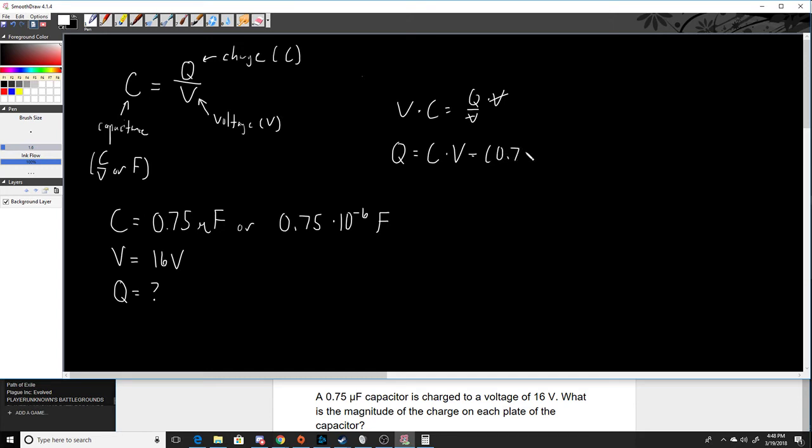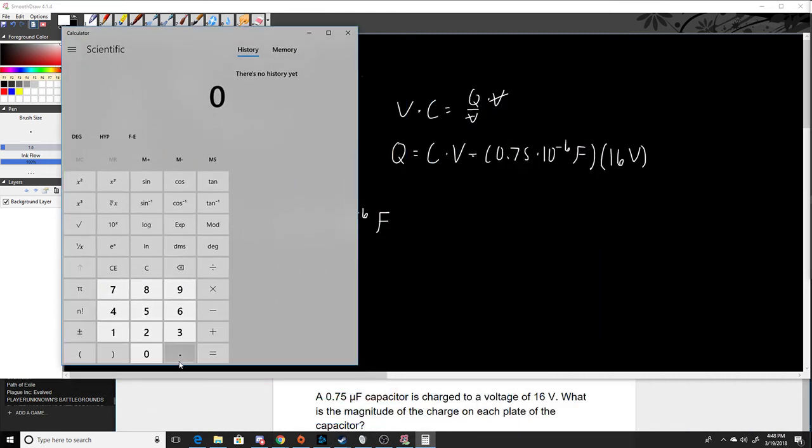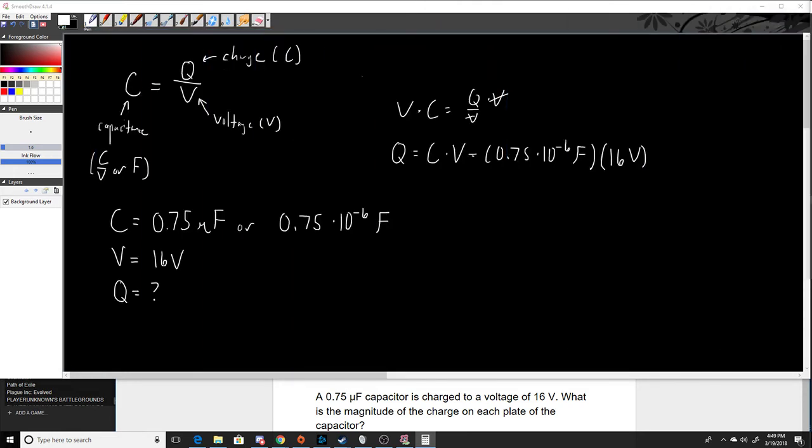So I've got 0.75 times 10 to the negative 6 farads times 16 volts. I got my handy dandy calculator here. So I've got 0.75 times 10 to the negative 6 times 16 equals... All right, I got 0.000012, and that'll be coulombs.